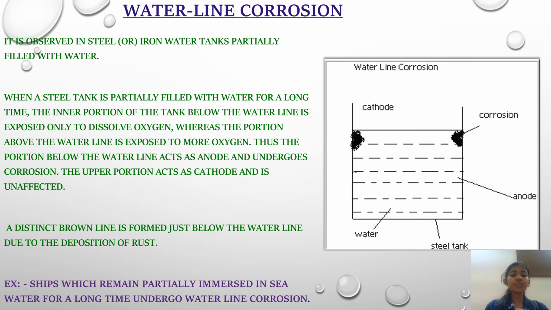A distinct brown line formed just below the waterline is due to the deposition of rust. Another example of waterline corrosion is ships which remain partially immersed in sea for a long time and undergo waterline corrosion.